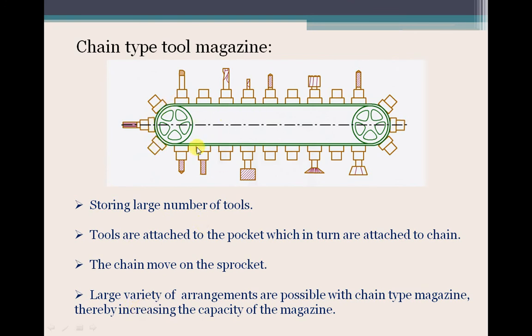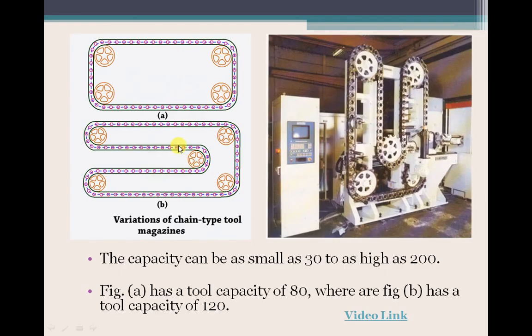This is one type of simple arrangement of the chain type of tool magazine, but there are various arrangements by which we can increase the capacity of the magazine. Here, these are variations of the chain type of tool magazine. You can see that if I want to increase the number of tools, then instead of only having 2 sprockets here, I will use 4 sprockets, so that the length of the chain will increase, and of course because of that the tool carrying capacity also increases.